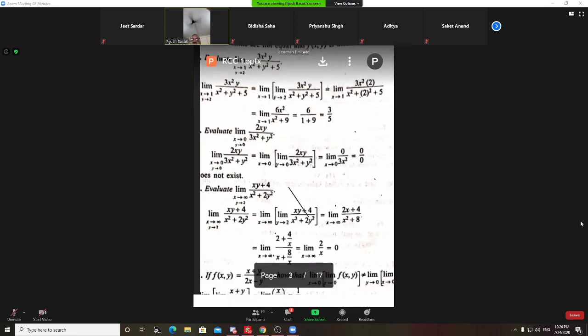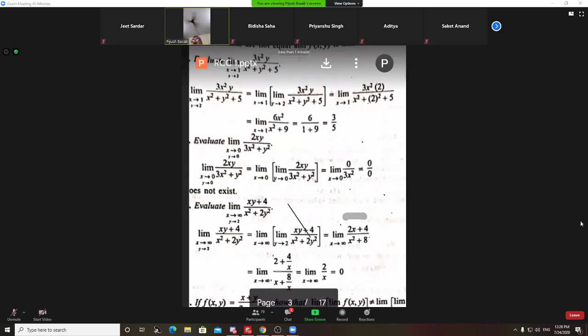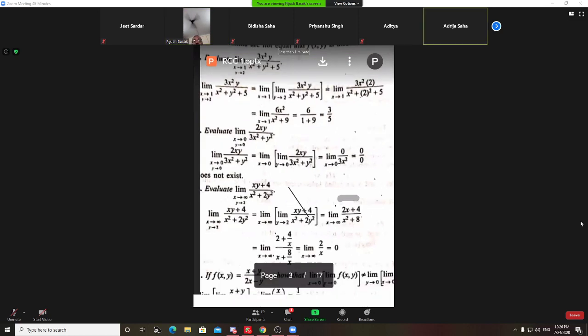over x square plus 8. Still it is not complete. x tends to infinity is there, no? So x tends to infinity means 1 by x tends to 0. Then what will happen?